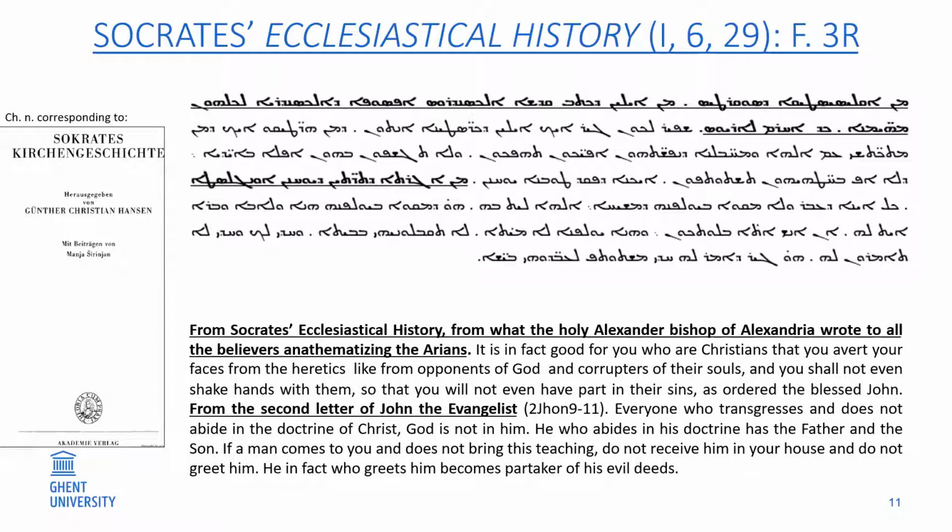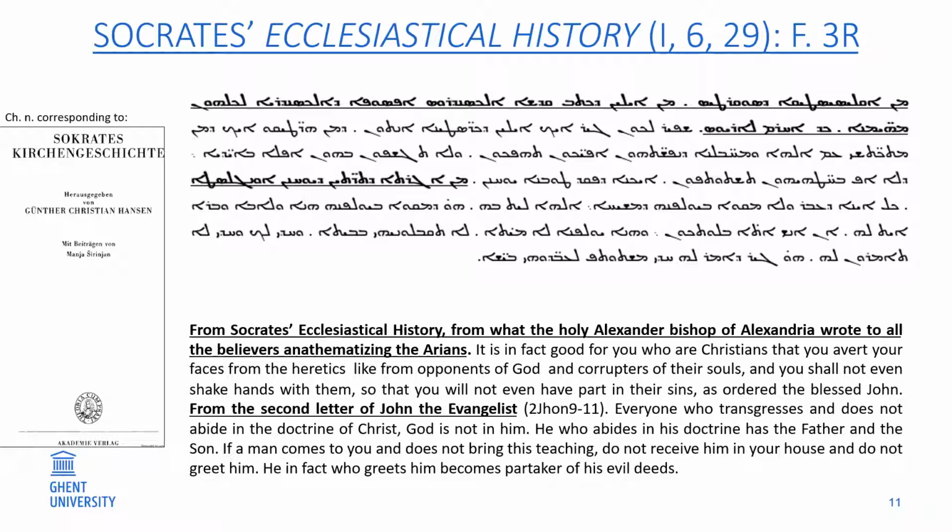It is in folio 3, and it is a small excerpt from Socrates' Ecclesiastical History, Book 1, Chapter 6, paragraph 29. I'm quickly going to read it. It is in fact good for you who are Christians that you avert your faces from the heretics, like from opponents of God and corrupters of their souls, and you shall not even shake hands with them, so that you will not even have part in their sins, as ordered the blessed John. From the second letter of John the Evangelist: everyone who transgresses and does not abide in the doctrine of Christ, God is not in him. I skip some passage. If a man comes to you and does not bring this teaching, do not receive him in your house and do not greet him. He, in fact, who greets him, becomes partaker of his evil deeds.